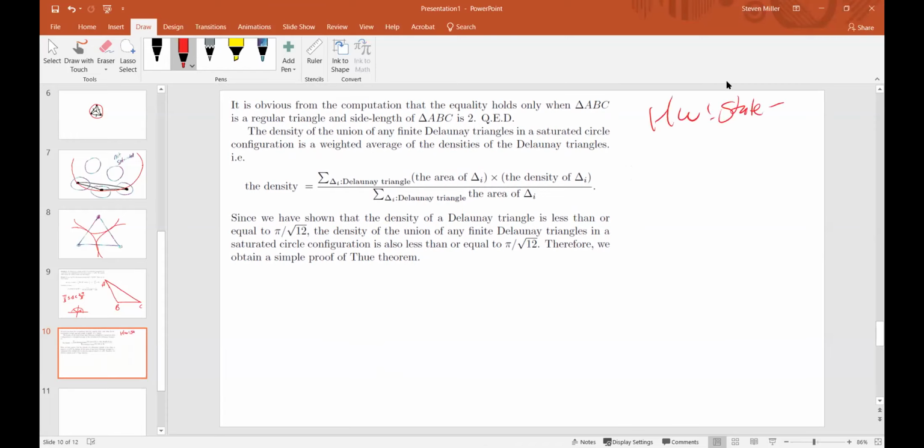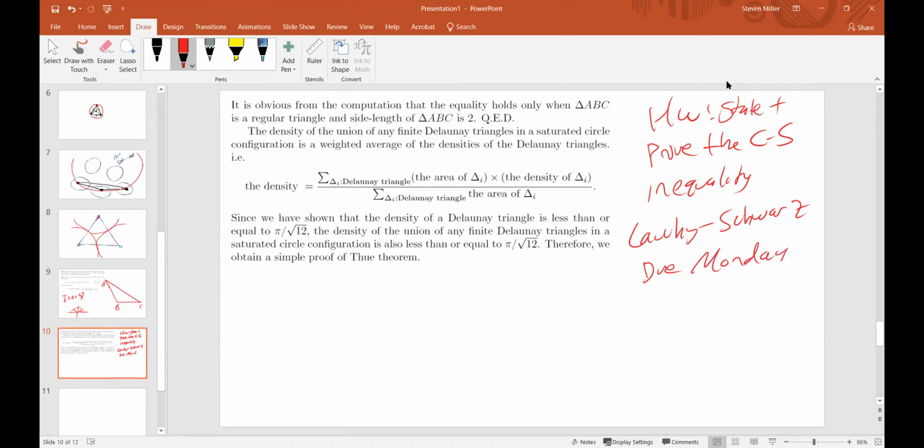State and prove the Cauchy-Schwarz inequality. I think it's without a t. And we'll also have this due on Monday. So it's one of the most important inequalities in mathematics. And then, when is it an equality?